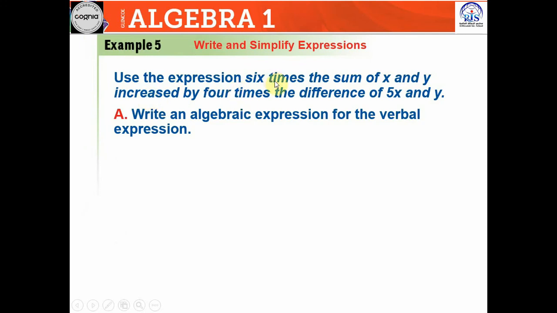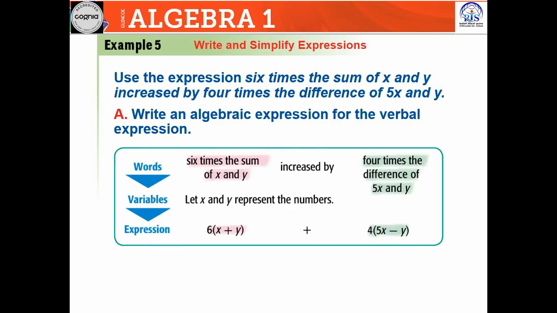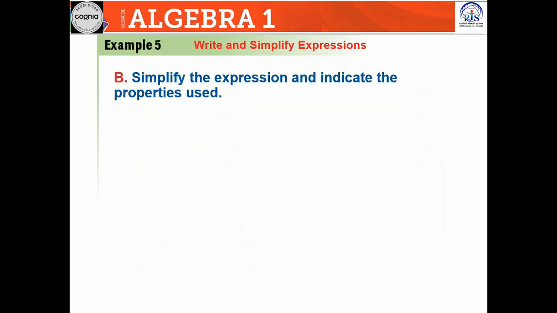Use the expression: 6 times the sum of x and y increased by 4 times the difference of 5x and y. 6 times the sum of x and y is this: 6 times (x plus y). Increased by means plus. 4 times the difference of 5x and y: 4 times (5x minus y). That is the answer. Here we change from verbal expression to algebraic expression.